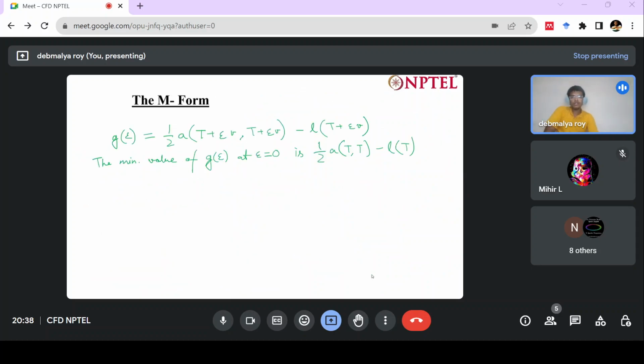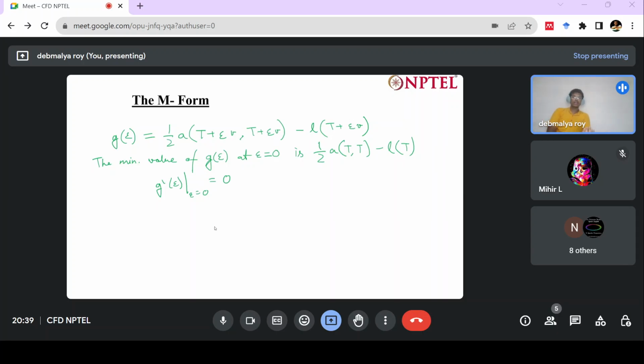So this M form is basically a statement. This basically states that the minimum value of g epsilon at epsilon equal to 0 is this. So what we will basically do is find g dash epsilon at epsilon equal to 0, and we will put this equal to 0. So this will give us the minimum value. So if you put this equal to 0, what is the solution that we find?